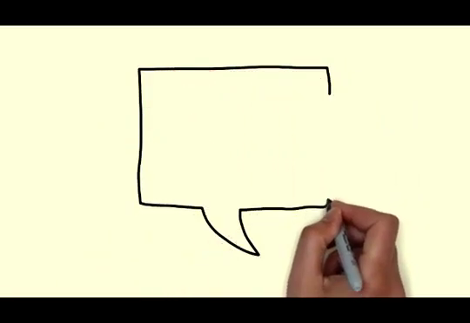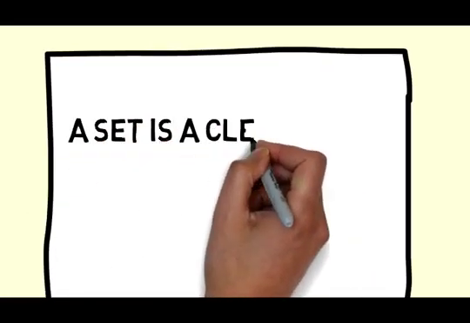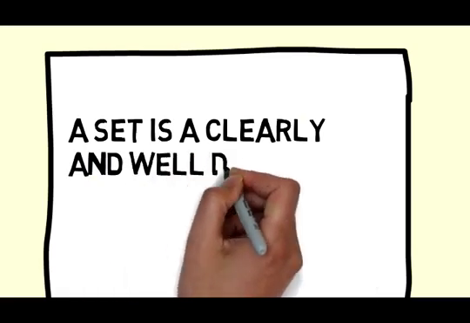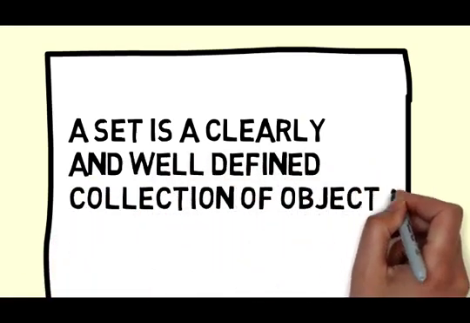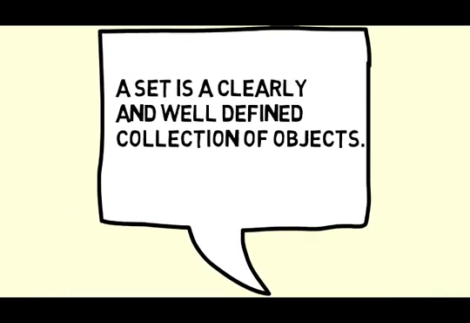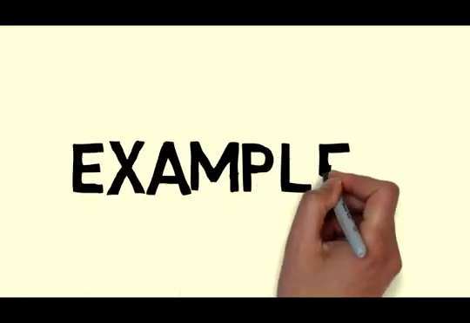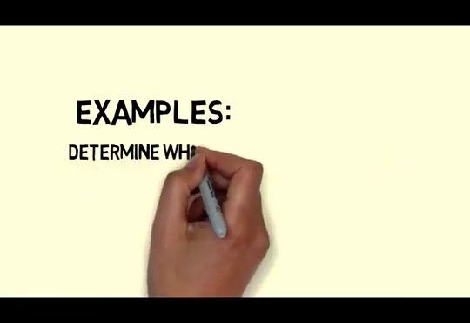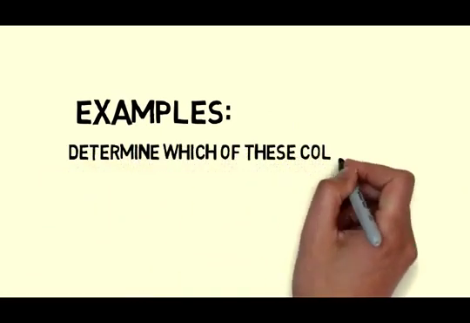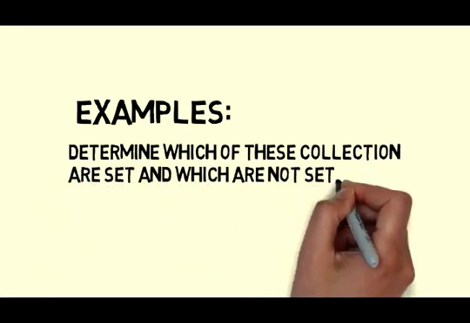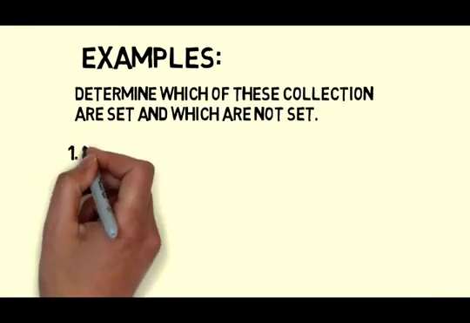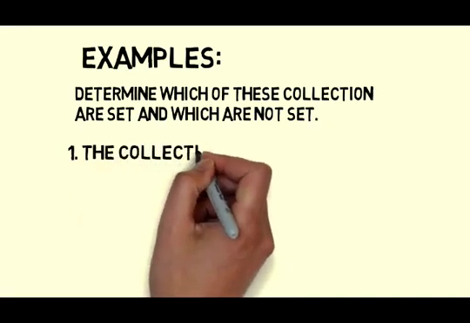So, we can conclude about set. A set is a clearly and well-defined collection of objects. Example: determine which of these collections are sets and which are not sets.